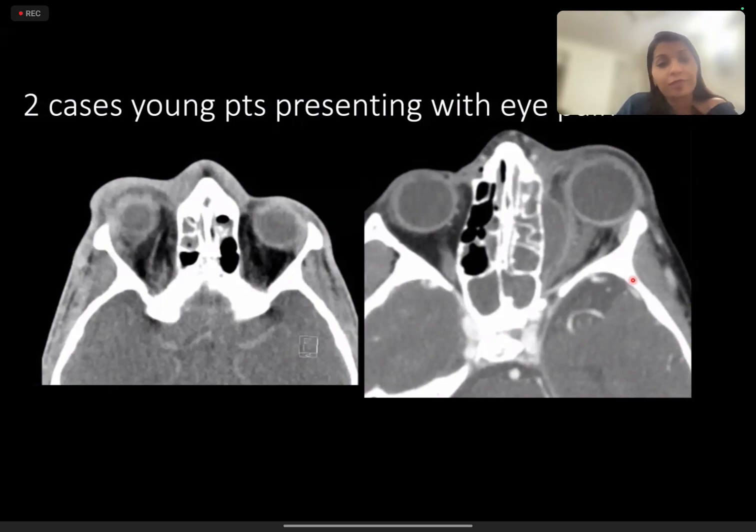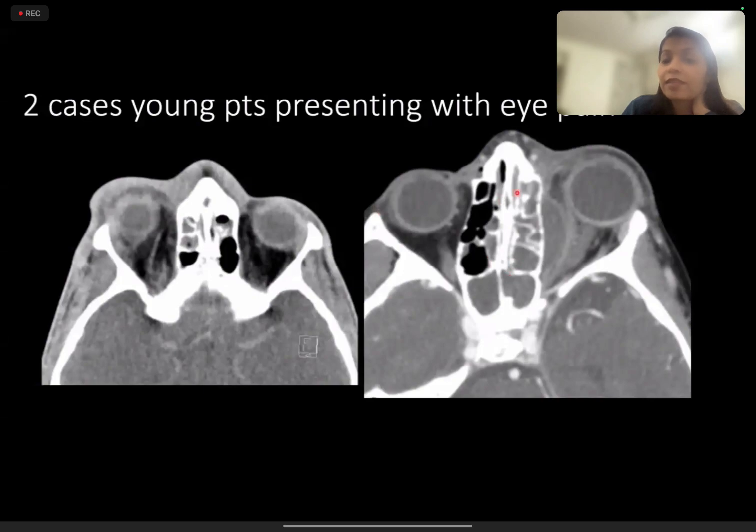So yes, we'll start with the case on the right side. So remember, this is a case of orbit. So we have to look for the orbital complications. So there's this soft tissue swelling here in the preseptal region, and there's also some soft tissue within the orbitonasal groove. So this is a case of preseptal cellulitis. Whereas on the other hand, we see extensive ethmoid sinusitis, and there is sinusitis in this case as well, but it hasn't spread into the orbit.